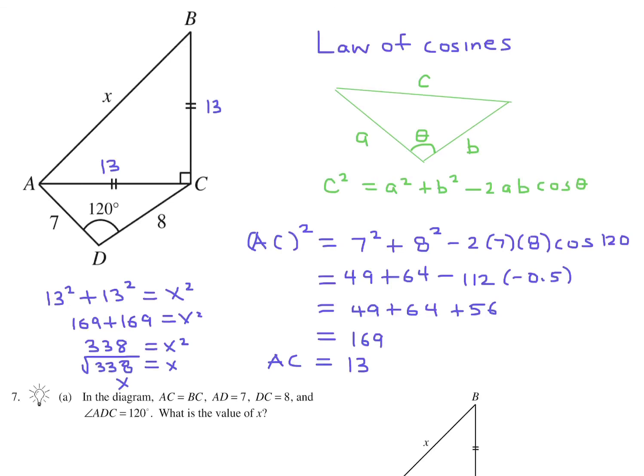And 338, of course, can be written as 13 root 2, right? Because it's 169 times 2. So there you have it. There's the value for x.